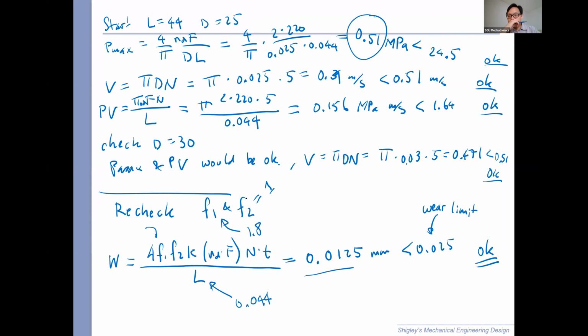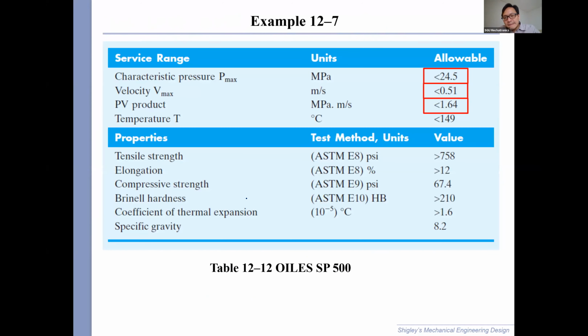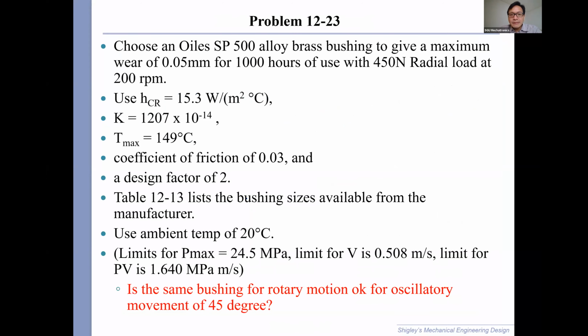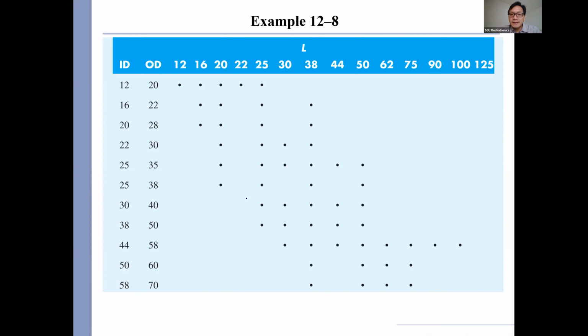Again, in the quiz, all formulas will be given, and you can end up with a different right solution. It's okay, right? There is no one answer key. You can interpolate if you want. I just use the worst one, a bit lazy. I'm gonna give you this one as the homework, I think. Problem 12-23.